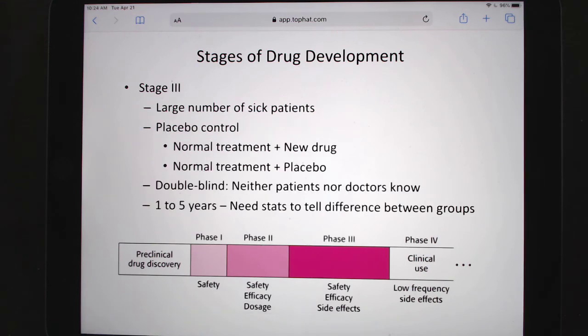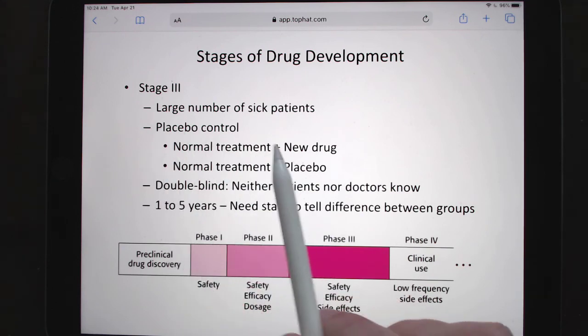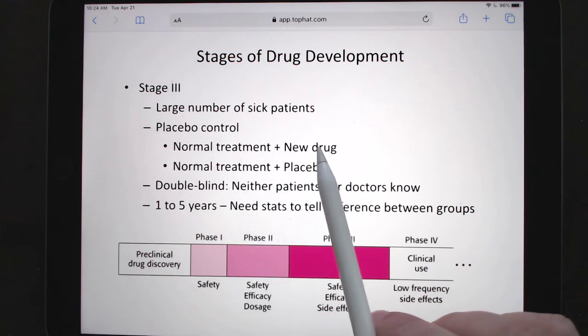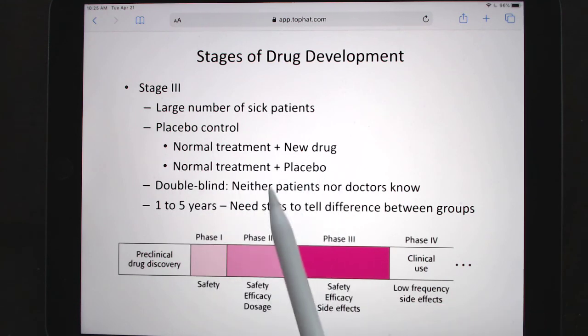Once you get to phase 3, this is where you get the big placebo-controlled trials. This is a large number of sick people, and these are what are called double-blind. You're either going to get whatever the normal treatment is plus the drug, or normal treatment plus a placebo. A placebo looks exactly like the regular drug, so neither the doctors nor the patients know which one you're getting. I participated in one once, and you just got a little card with little blister packs, you would take the drug, and they would scan it, and we had no clue if it was drug or placebo.